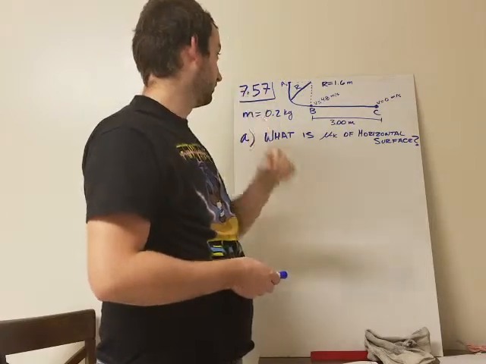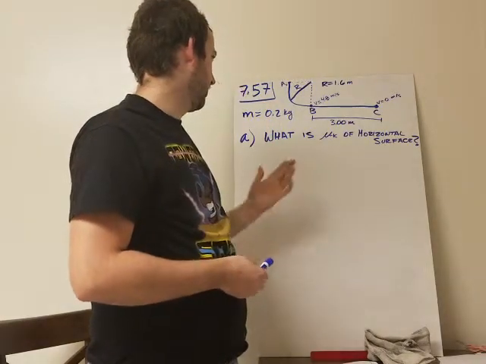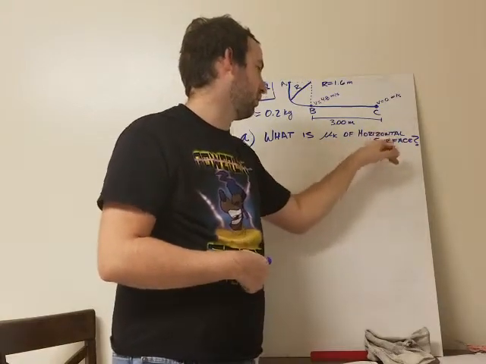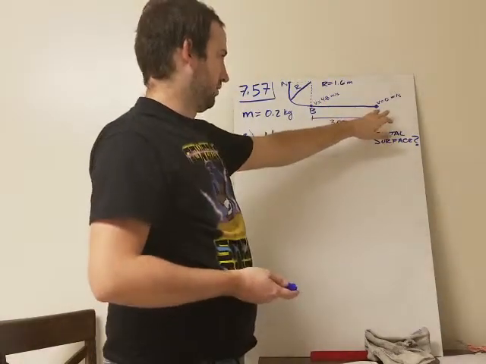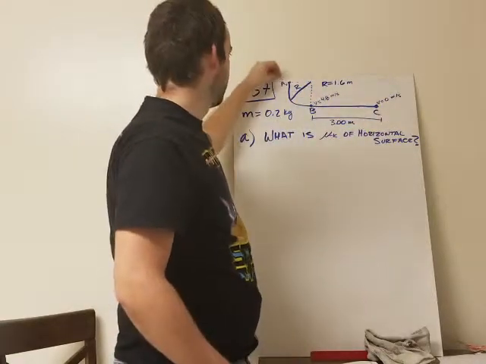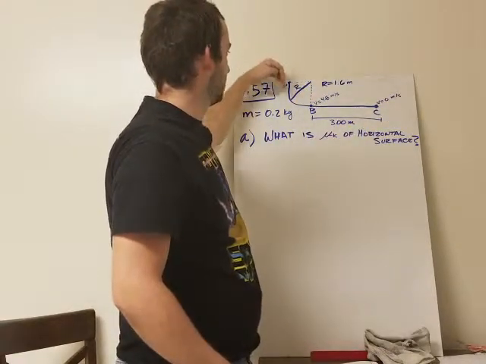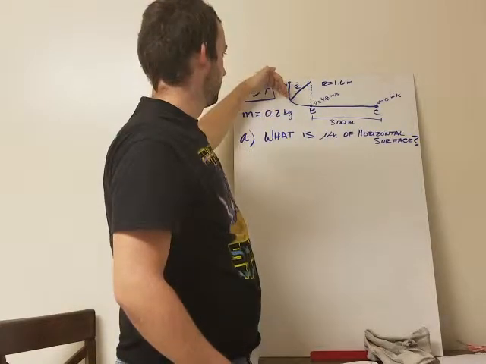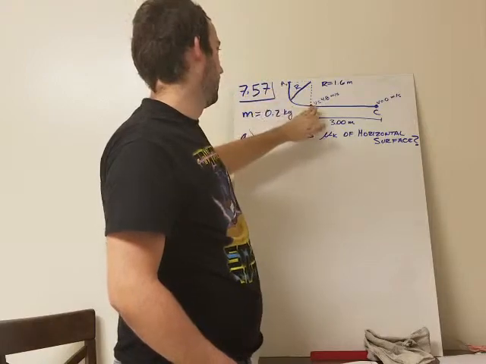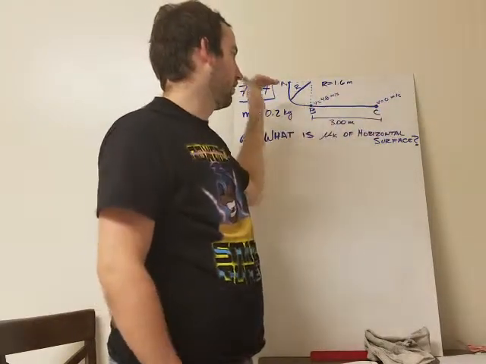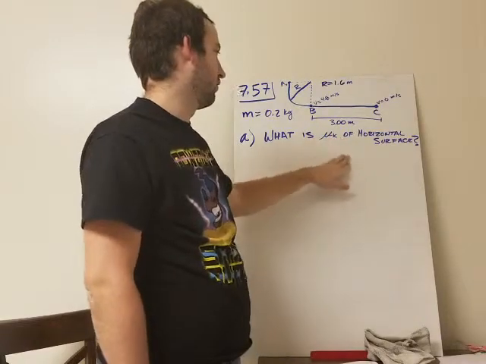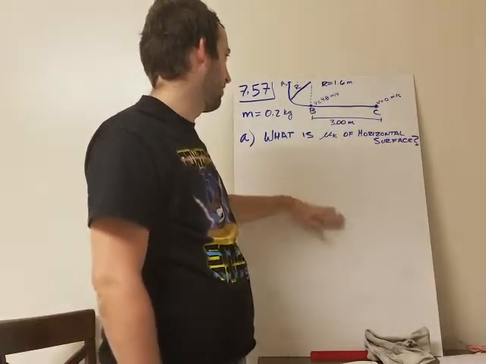So first of all, part A wants to know what the coefficient of kinetic friction is on this horizontal surface. As you can see, I have points A, B, and C. The package starts at A, it goes down, hits this slope, and then from B to C, this is perfectly horizontal. And so part A wants to know the coefficient of friction for that part.